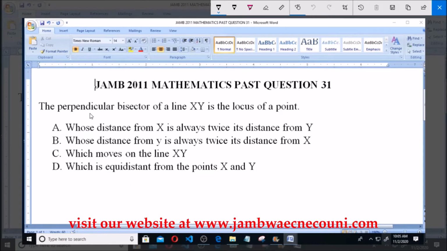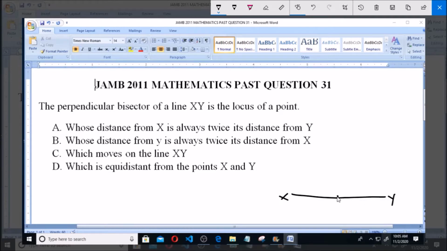Now the question says the perpendicular bisector of a line XY. Let's, for instance, say we have a line XY like this, X and Y, and this is the center of this line. Now the question says the perpendicular bisector of a line XY is the locus of a point. When you have a perpendicular bisector, that is when you bisect this line from here, you have an arc like this, from here an arc like this, the same thing too down from here and down from here. Now when you join these two lines together, you have a perpendicular bisector like this.